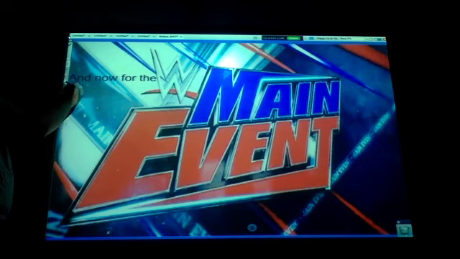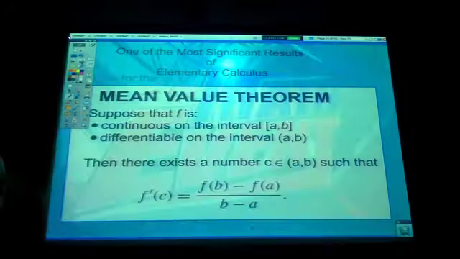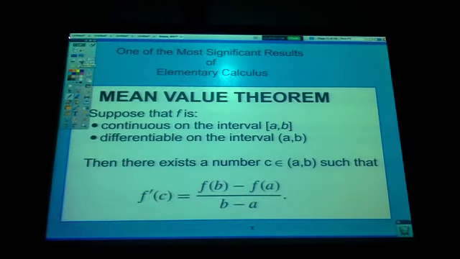All right, now for the main event, the mean value theorem. One of the most significant results of elementary calculus. Again, this will be a duh theorem, but it actually does have ramifications. We'll see it bridges the gap and helps us to do the second part of calculus that we're going to learn this year. But the mean value theorem states this.